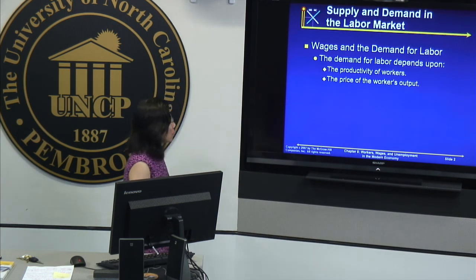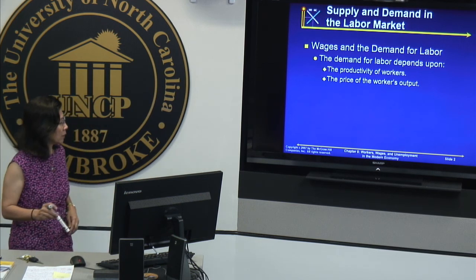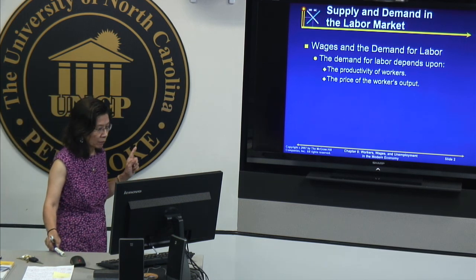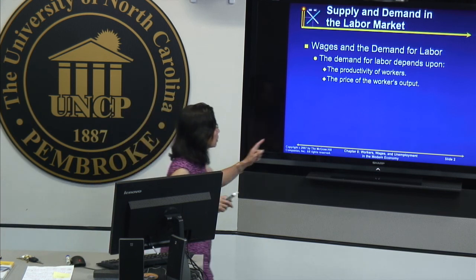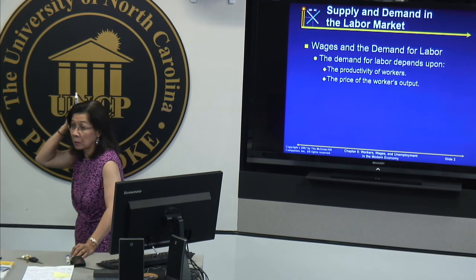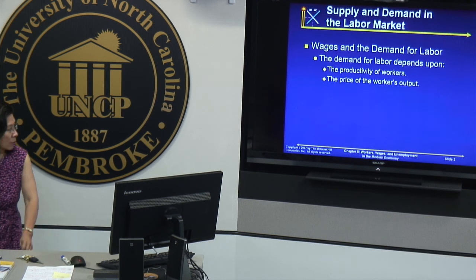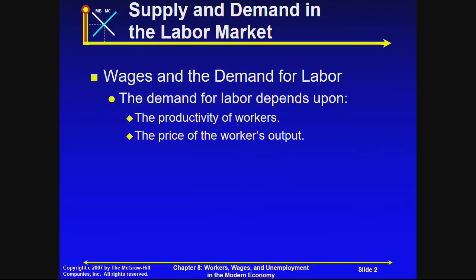Just like in the labor market, this is still downward sloping. So remember once again, the demand for labor depends on two things: number one, how productive the workers are, and number two, the price of the workers' output. If workers are more productive, you tend to want to hire more of them. If the price of the workers' output goes up, like say you're producing computers and the price of computers has gone up, you want to make more of them, and to make more computers, you have to hire more workers.